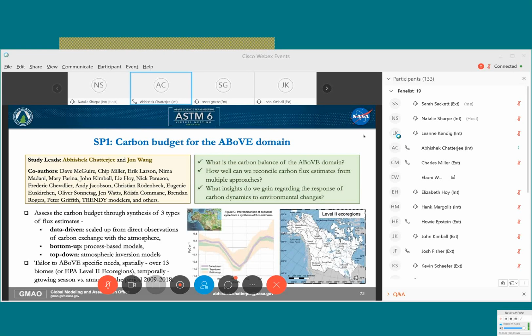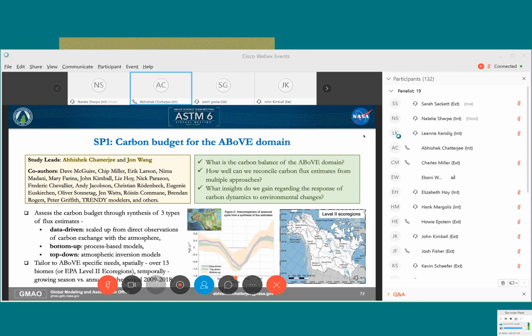And so to progress on this particular topic, we are looking at the carbon budget through a synthesis of three types of flux estimates. The first group is what I'm calling data-driven, which is scaled up from direct observations of carbon exchange in the atmosphere. So think in terms of flux towers or eddy covariance data. The second group is from bottom-up process-based models, and the third from top-down atmospheric inversion models.